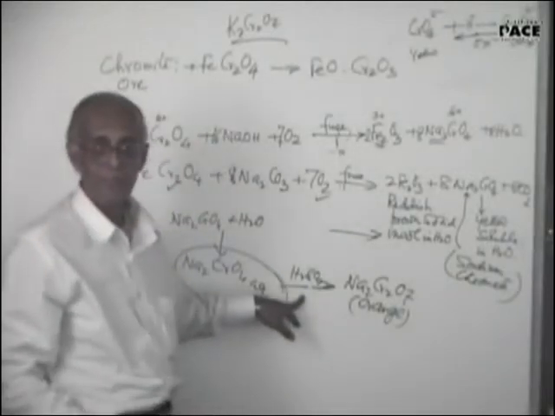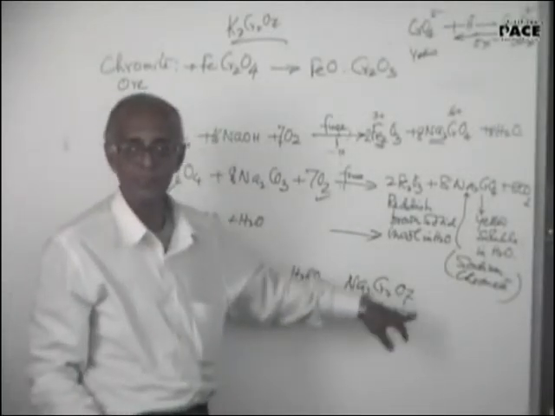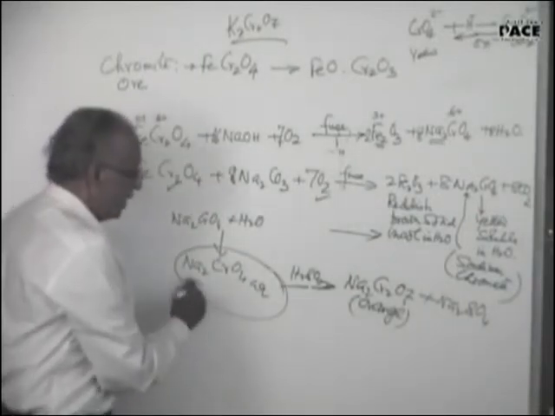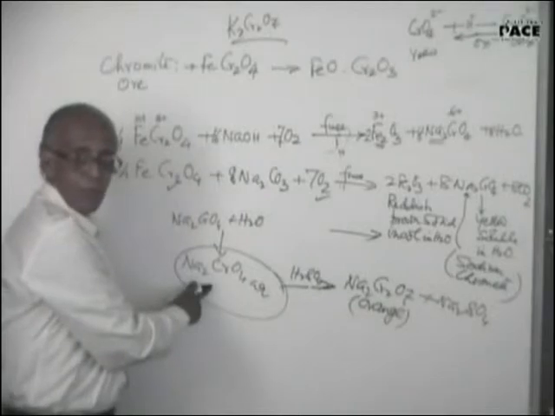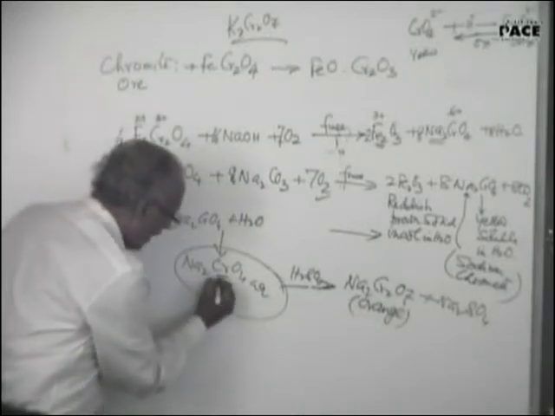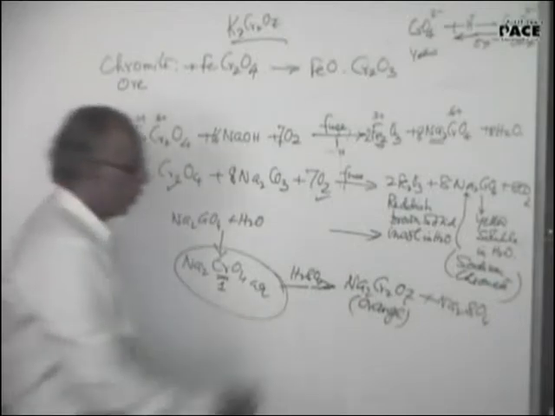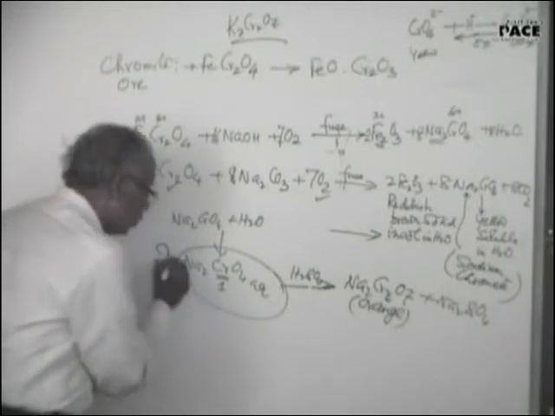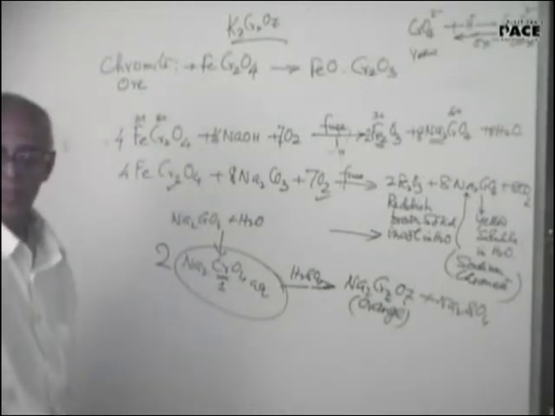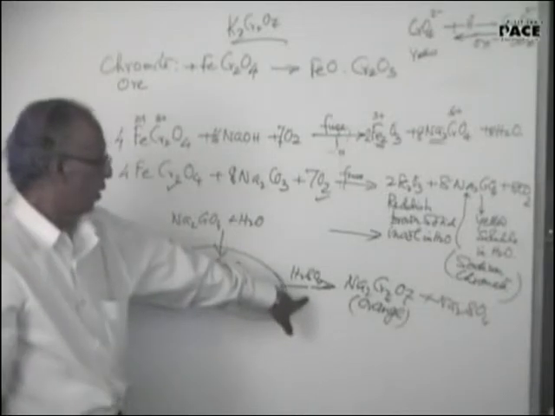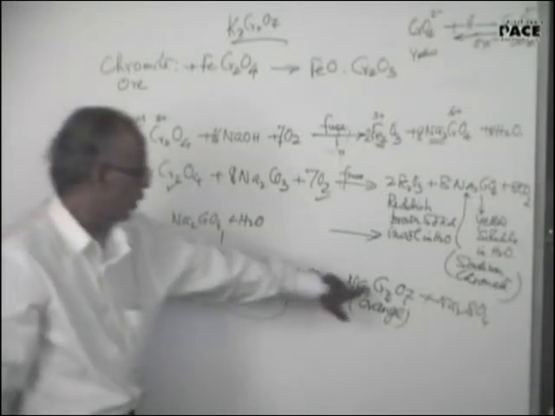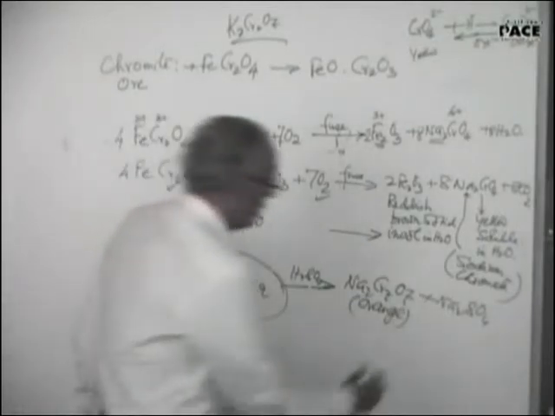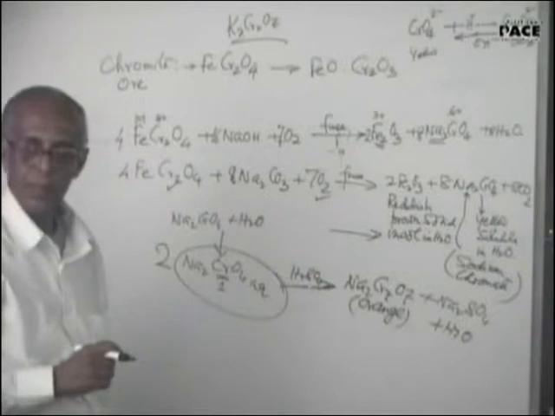So when I add sulfuric acid, chromate changes to dichromate plus sodium sulfate. So I need 2 moles of sodium chromate because sodium chromate has 1 chromium. Sodium dichromate has 2 chromium. So I need 2 moles of sodium chromate to give you sodium dichromate, sodium sulfate plus water. Is it clear?